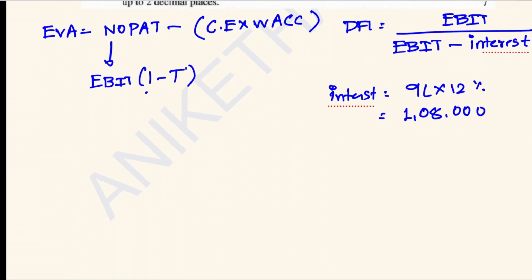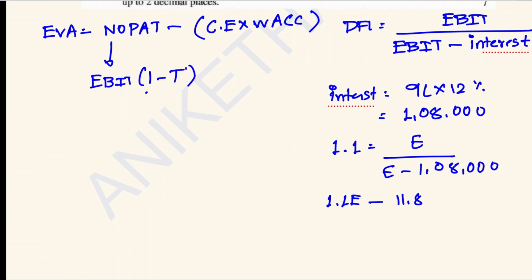Now we will put everything in the equation. 1.1 is equal to E divided by E minus 1,08,000. So when you solve this, 1.1 E minus 1,188 is equal to E. So therefore E is equal to 11,88,000. So this we will substitute in the NOPAT equation.